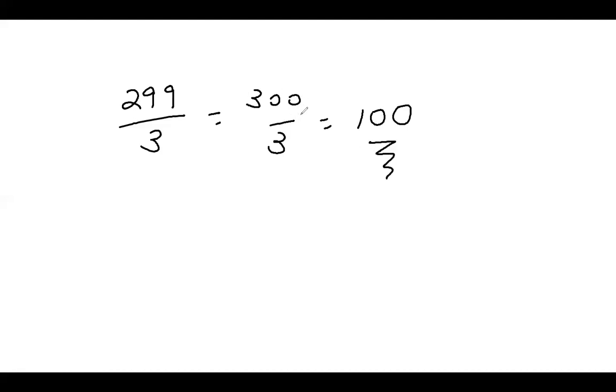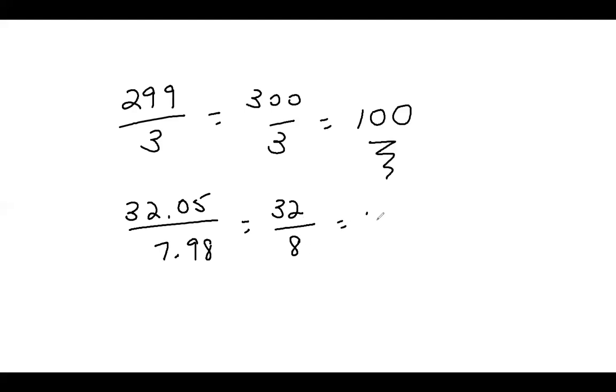So look for rounding. We could also have something like 32.05 divided by 7.98. This 32.05, we're just going to make that a 32. 7.98, we're just going to make that an 8. 32 divided by 8 is 4. That is much, much easier than doing that long division and keeping all those digits.